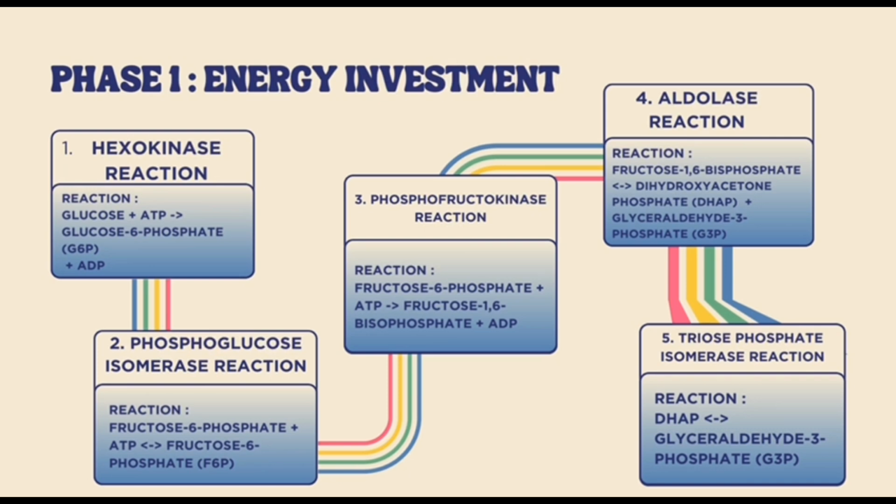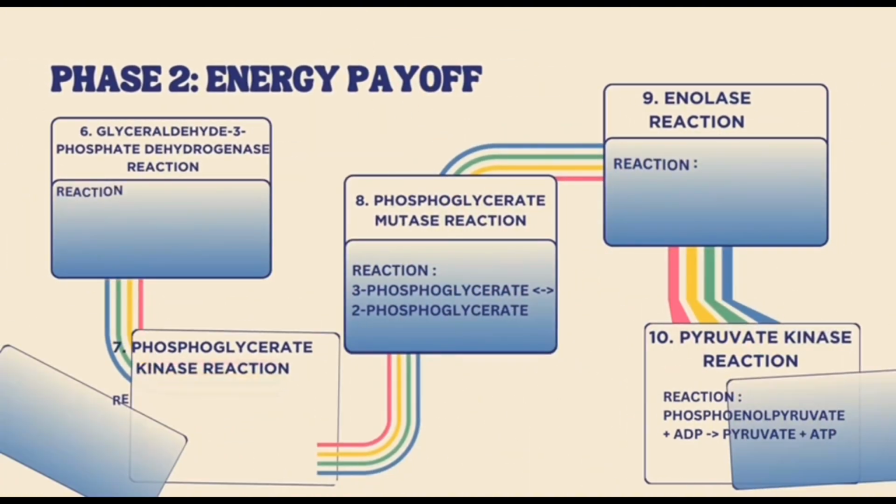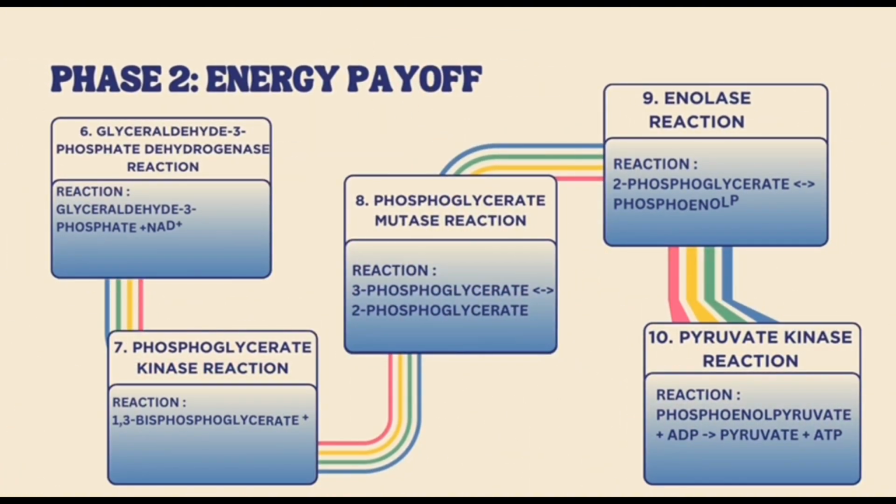Thirdly, the phosphofructokinase reaction, where fructose 6-phosphate is phosphorylated to fructose 1,6-bisphosphate. Fourthly, the aldolase reaction, where fructose 1,6-bisphosphate is split into two 3-carbon sugars. And the last step for phase 1, dihydroxyacetone phosphate is converted to glyceraldehyde 3-phosphate through the triose phosphate isomerase reaction. The next phase is phase 2, which is energy payoff.